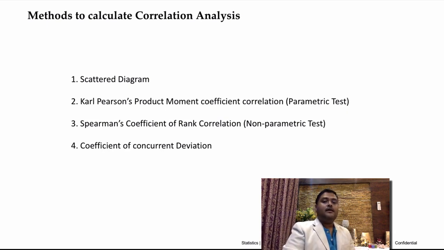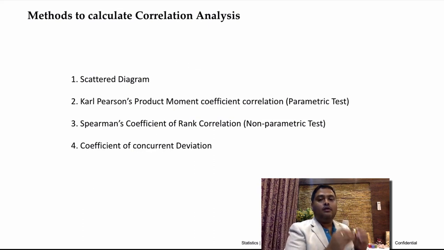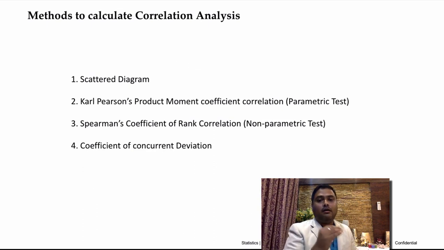And the final one is the coefficient of concurrent deviation. Now this is the important understanding of when we use this concurrent deviation method. Think that I am not bothered about the magnitude of the relationship, right? I only want to know whether it is positively related or negatively related. That's it. I don't care whether the correlation is 0.7 or 0.5. So in those cases, we will use this kind of analysis, which is concurrent deviation.